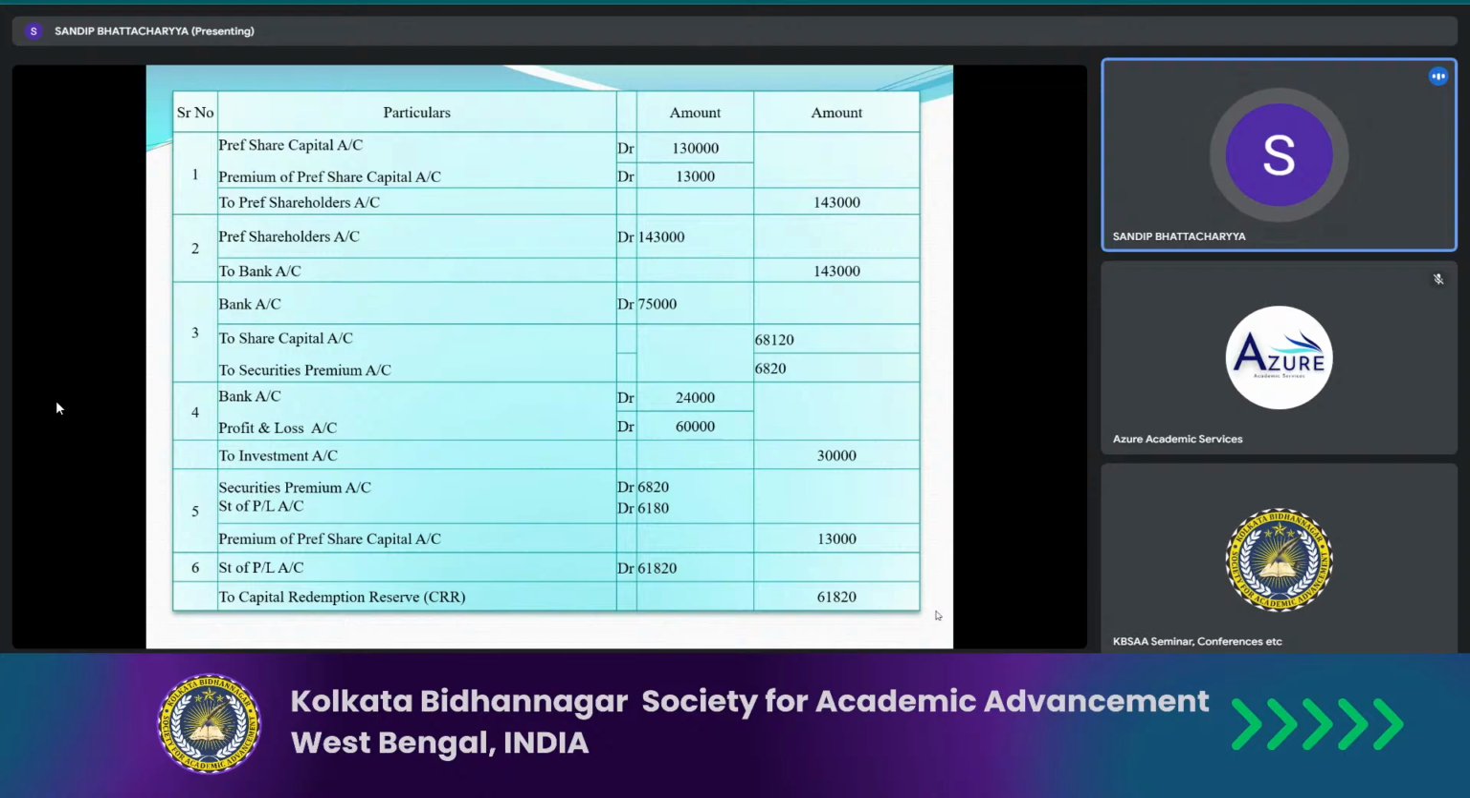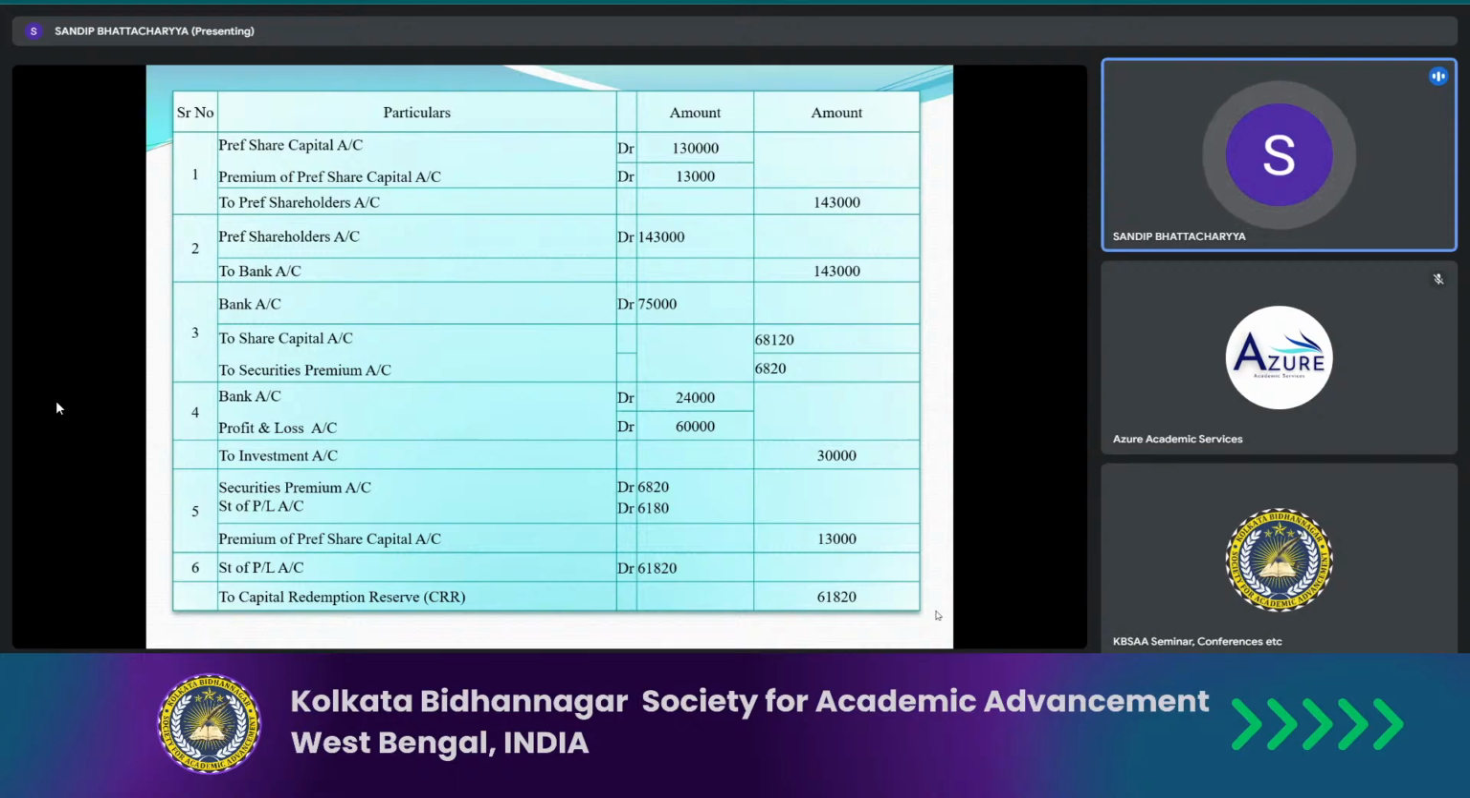Second is the payment entry. That is preference shareholders account debit to bank account. Preference shareholders account debit is 1,43,000. To bank account, it is also rupees 1,43,000.